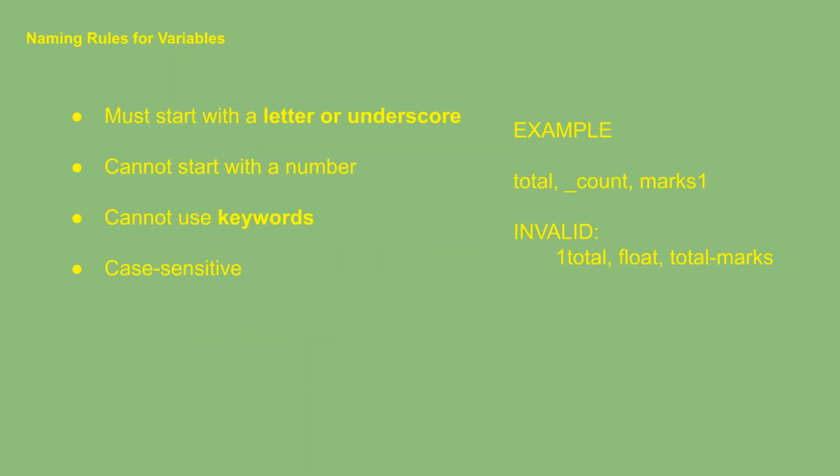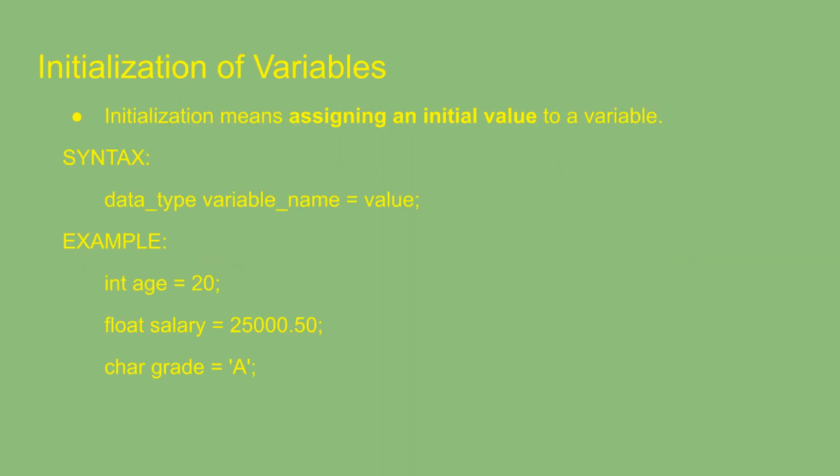Variable naming rules require starting with a letter or underscore. Variables cannot start with a number, cannot use keywords, and are case sensitive. Examples of valid variables include total, _count, and marks1.